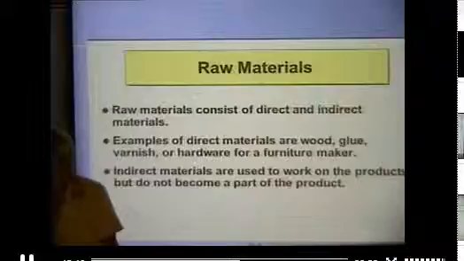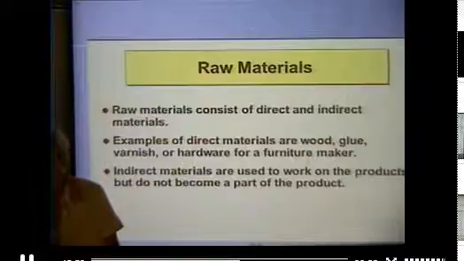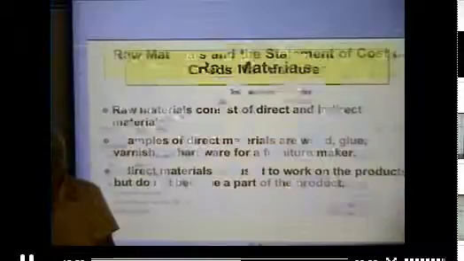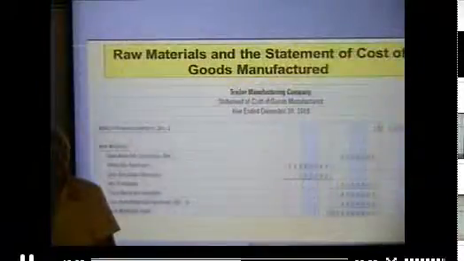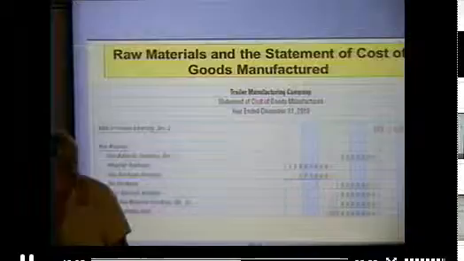And indirect materials may be used to work on the materials, but aren't part of the product, but they get counted and allocated or whatever to part of the product cost. Okay. Statement of goods manufactured. Okay, so raw materials and the statement of goods manufactured.